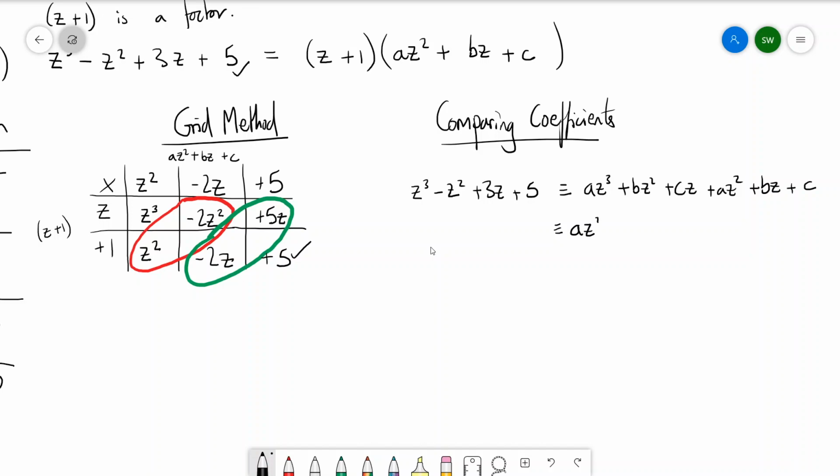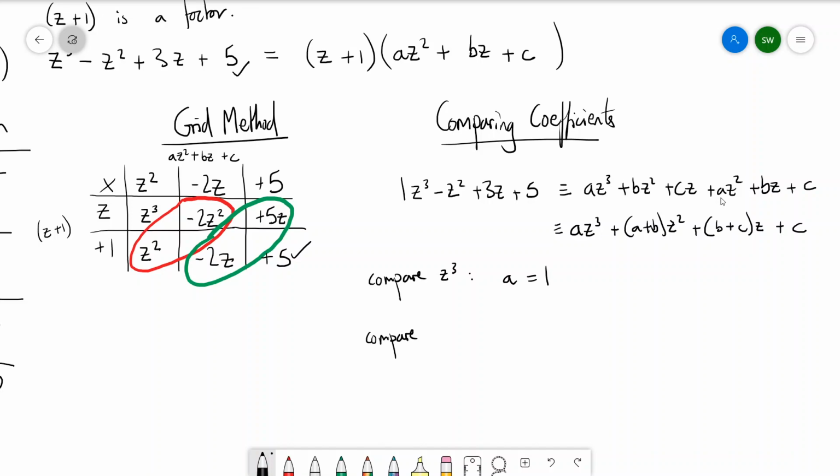So we've just got az cubed, and I'm going to take z squared as a factor out of these two z squared terms. So we're going to have plus a plus b z squared, and plus, I'm going to take z out of the z terms, so b plus c z, and then we've got a constant term c. So to compare coefficients, let's compare the z cubed terms. We've got 1z cubed on the left hand side, and we want that to be the same as az cubed. So we know that a has to be equal to 1.